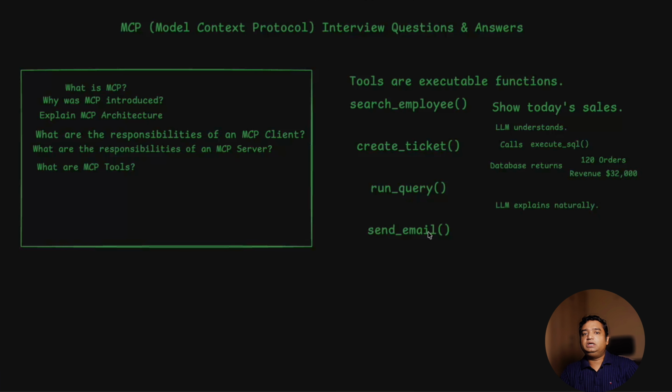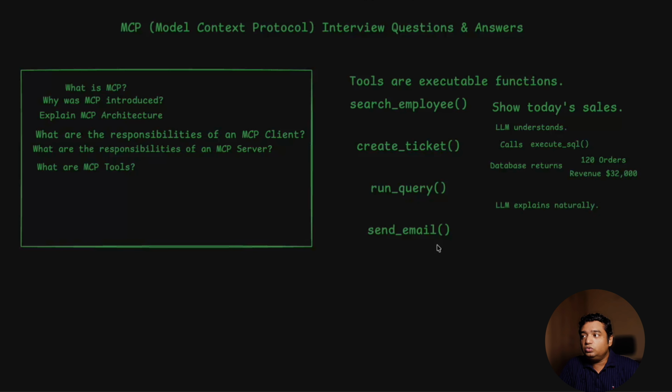Now the other question is, what are MCP tools? Generally, tools are the external systems which get connected to the MCP server. But internally, it understands them with the help of functions. Tools are executable functions inside the MCP server. Like search_employee is one tool, create_ticket is another tool, run_query another tool, send_email another tool. So your MCP server may connect to external devices, but it doesn't mean that you will perform all kinds of operations on those external devices.